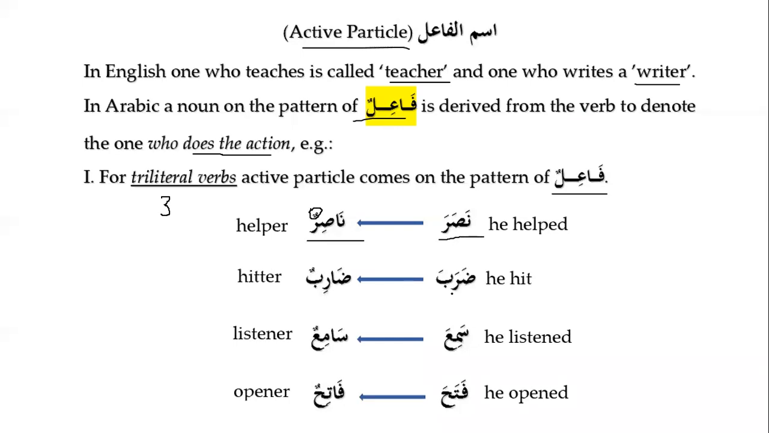And similarly from daraba, daribun. So as I told you, it's very simple. After the first root letter, we add alif, and then after that, we have ri, and then bun, so it becomes daribun, hitter. Then we have sami'a, he listened, and sami'un, a listener, and fataha, he opened, and fatihun, opener, or the one who opens. So as we can see here, ismul fa'il is simple to make, and we have discussed it in book number 2.